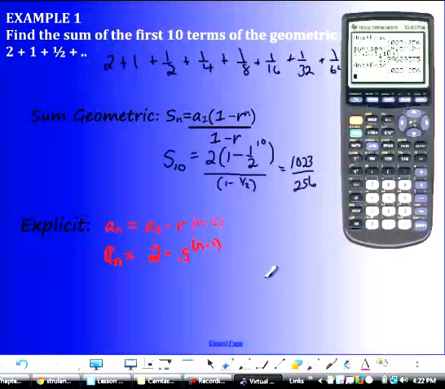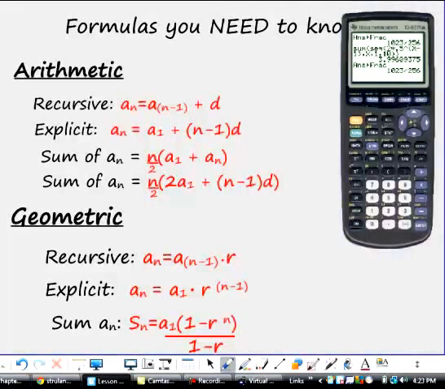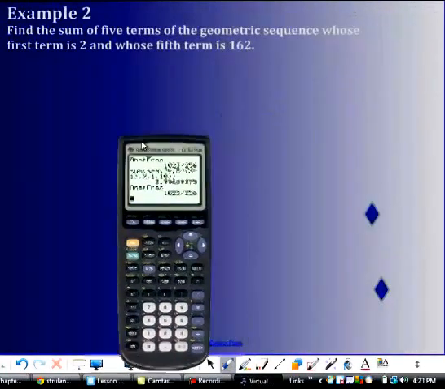Same answer. So you've got your choice. Potato, potato. Either memorize the sum of a geometric formula, or understand that you're going to have to figure out the explicit geometric equation and then put it into your calculator. We'll get to that other one in a minute.